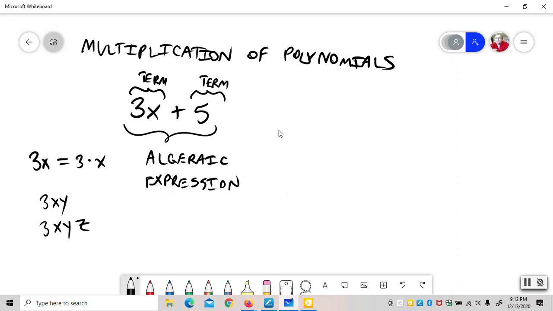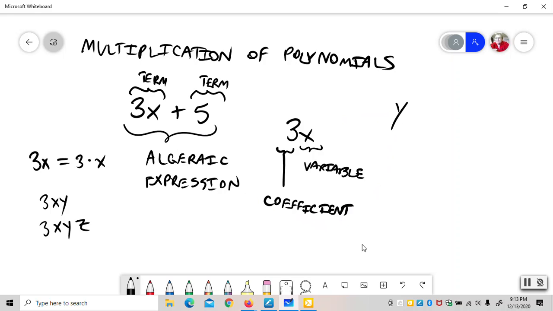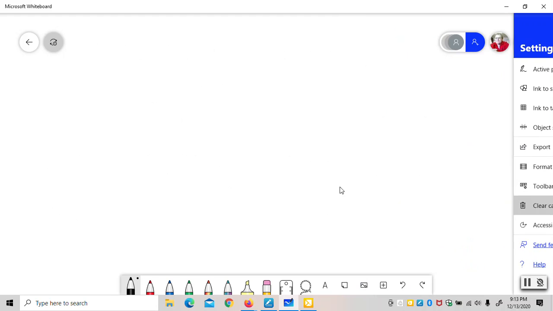And of course, for a term like this, the letter is the variable. I said number, I'm sorry. The letter is the variable. The number is the coefficient. And of course, you could say that even a variable by itself is understood to have an unwritten coefficient of 1. Okay, so we've discussed this before.